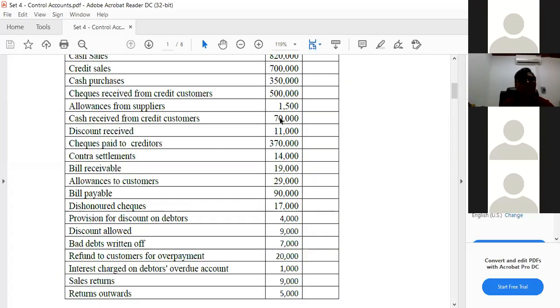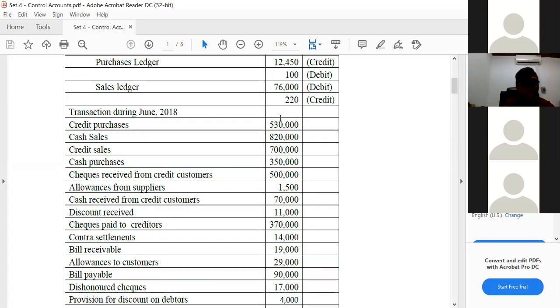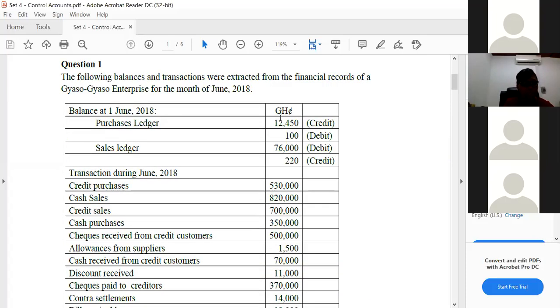If you look at the information you have here, you realize that it is not transactions, and so you cannot talk about double entry. Now I'm going to stop sharing in order to be able to work with the whiteboard. Okay, so this is a very simple one. We are going to be just drawing the two.